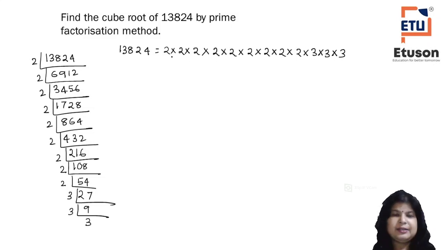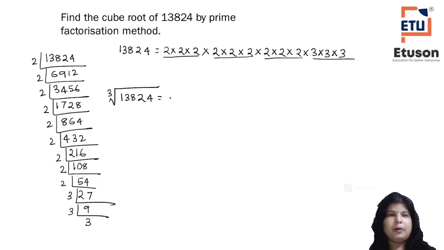What next? So you have to form group of 3. So first group, second group, third group and the fourth group. Correct? So while finding out the cube root of the number, you have to take one number from each group.